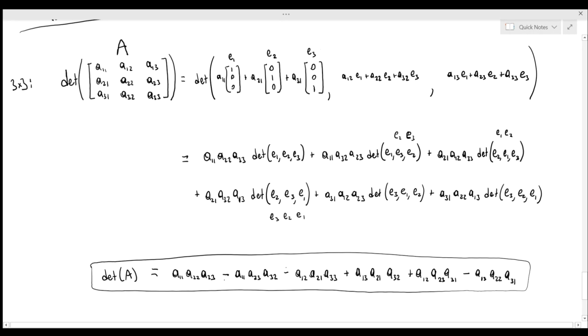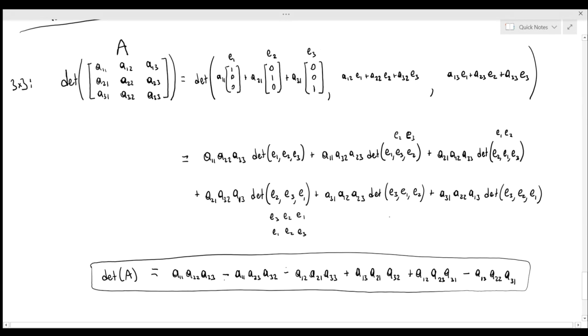So I swap these two once, and then I can swap the 1 and the 3. Because I swapped twice to get to the identity, its determinant is positive. And then I had A13, A21, and A32.